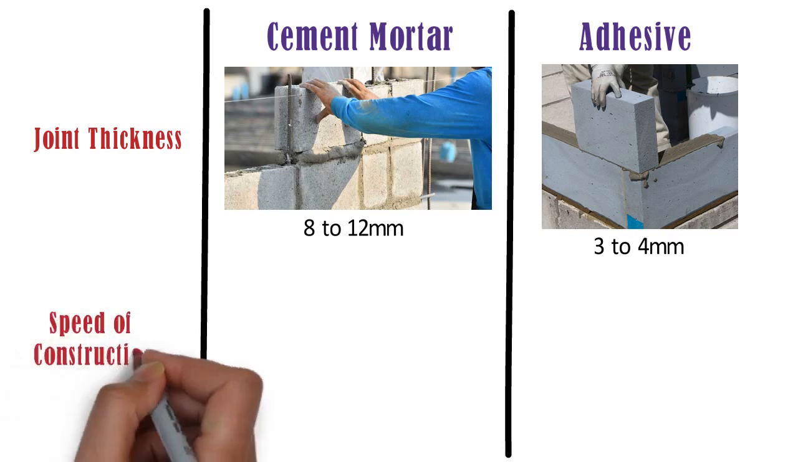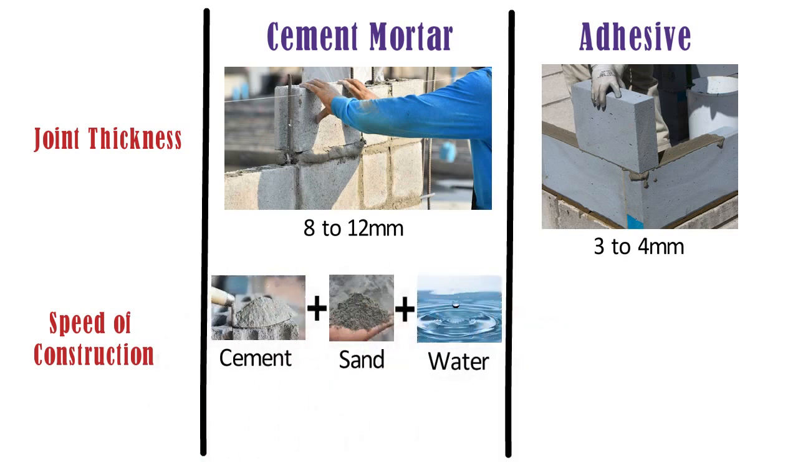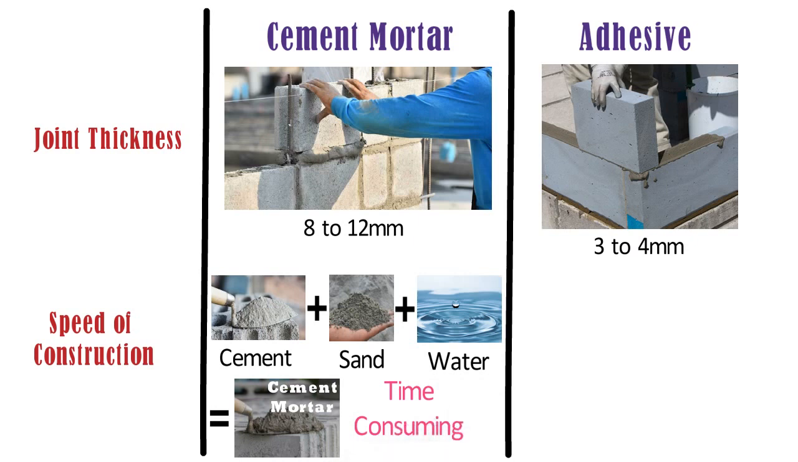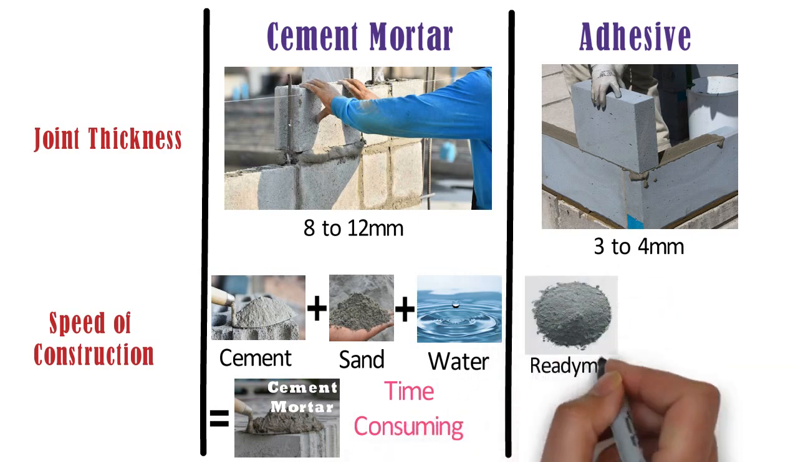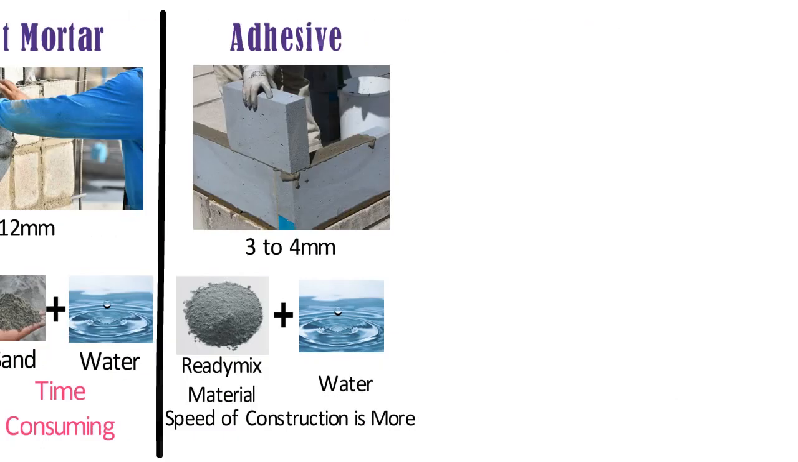Speed of construction. In case of cement sand mortar, the raw materials such as cement, sand, and water are to be correctly proportioned and then mixed carefully to obtain the paste, which is a time-consuming process. Whereas AAC block adhesive is a ready mix material and only water is to be added to it for application, so the speed of construction is more.